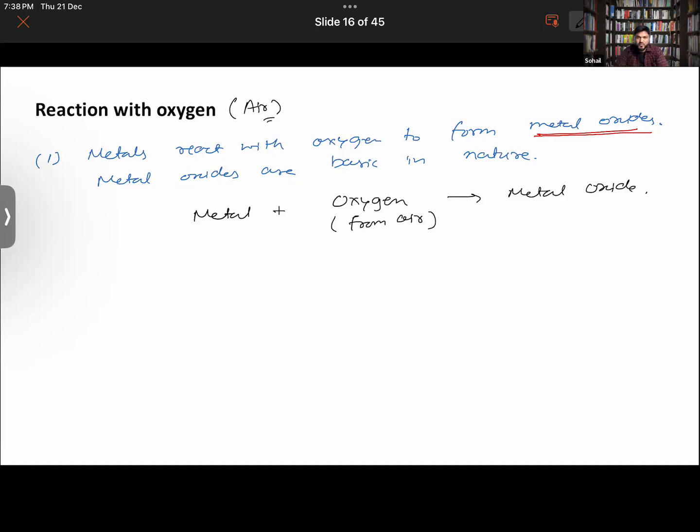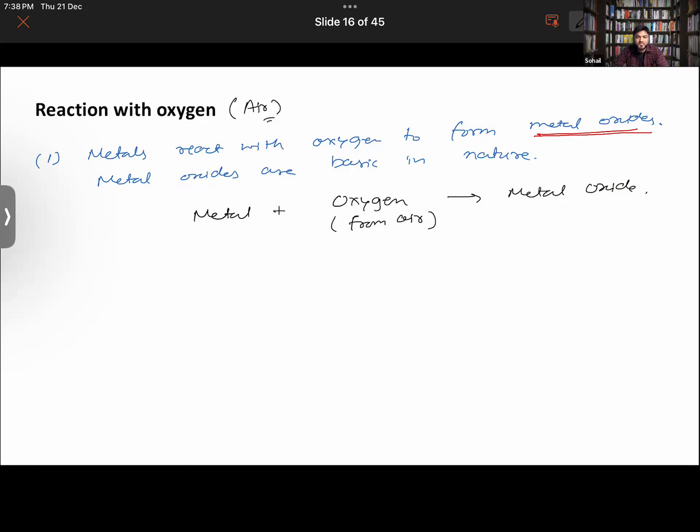My question to you is, how do we check that the general property of metal oxides is that they are basic in nature? How do we get to know that they are basic? They turn red litmus paper blue.